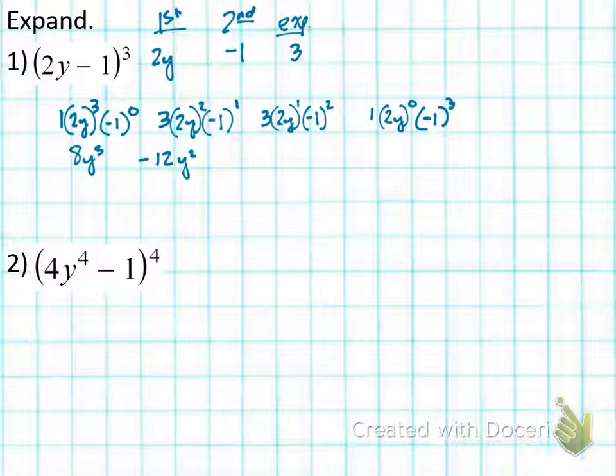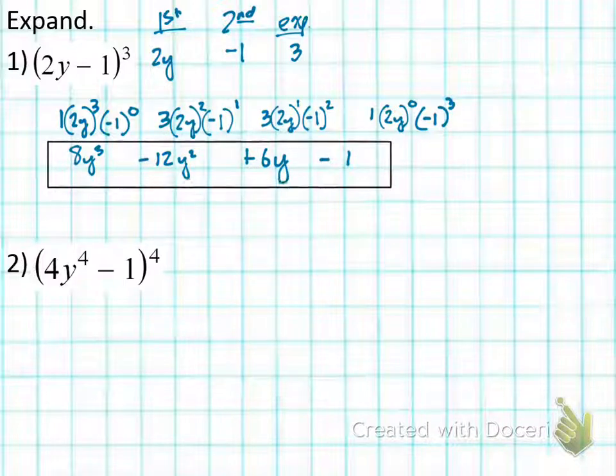Okay, you got that? Next one, -1 squared is 1. 1 times 3 is 3. 2 to the first is 2. 2 times 3 is 6. It's positive 6. y to the first is just y. And then last one, -1 to the third is -1. Times 1 is -1. 2y to the 0 is 1, so -1 times 1 is still -1. That's it. This is your expanded multiplication problem for number 1.